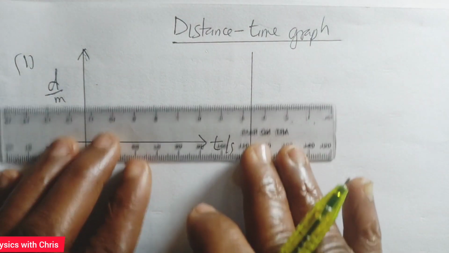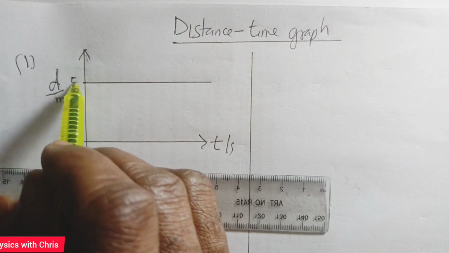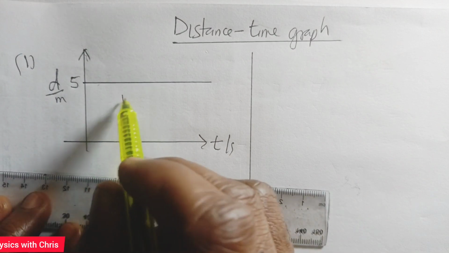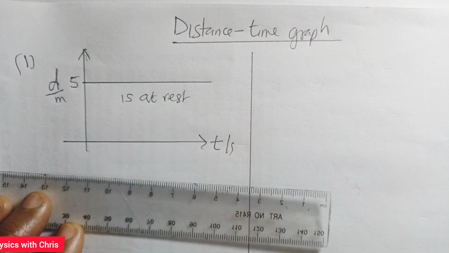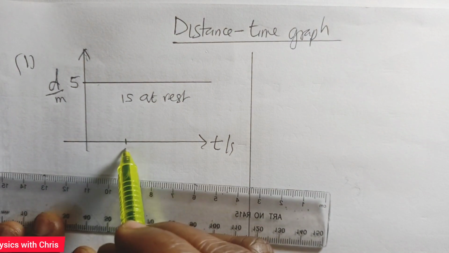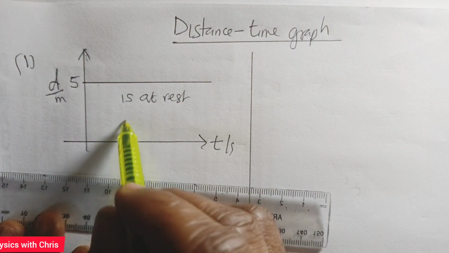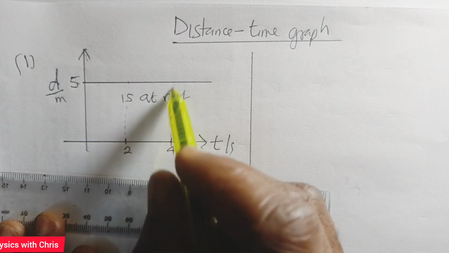Now the first one, if the graph is like this, the distance time graph is parallel to the time axis. I can put a value here, let's say 5. It means that this body number 1 is at rest. The body is at rest. It's like the body must have covered a distance of 5 meters. After that, the position of the body did not change. You can see that after 2 seconds, the body's distance is still 5 meters. After 4 seconds, it's still 5 meters.